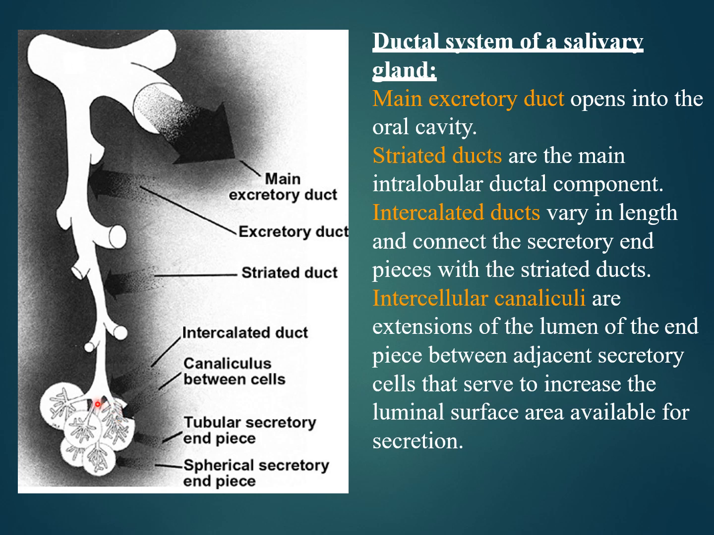Canaliculi from different units together form the intercalated duct. This is the intercalated duct. Different intercalated ducts join to form a larger duct called the striated duct. Different striated ducts join to form again a larger duct called the excretory duct. Different excretory ducts join to form the main duct, which empties into the oral cavity.